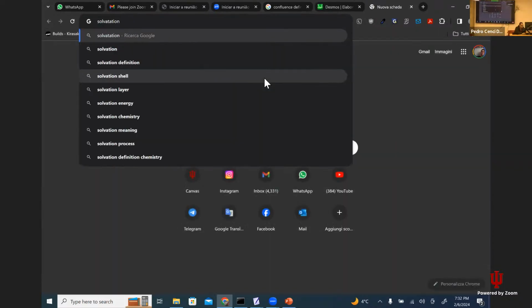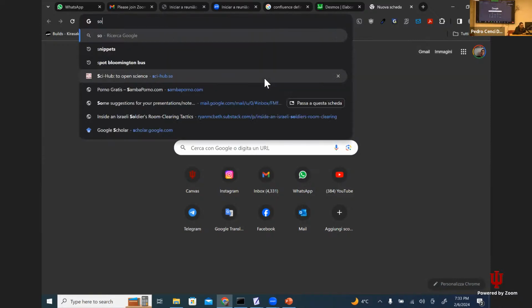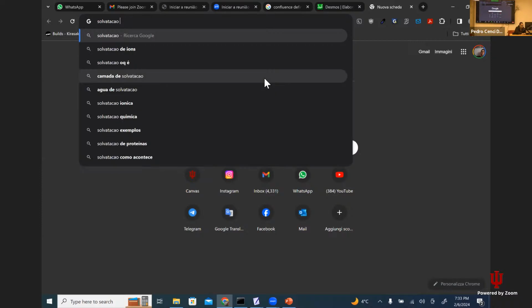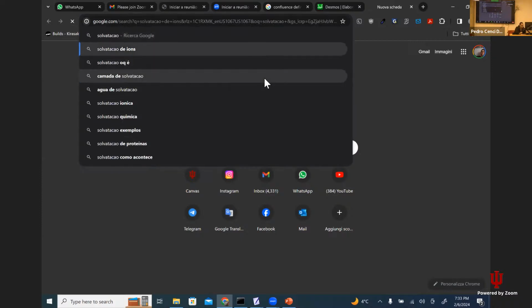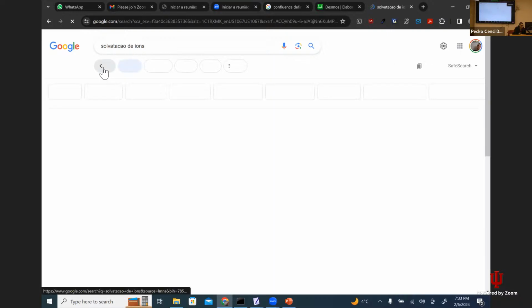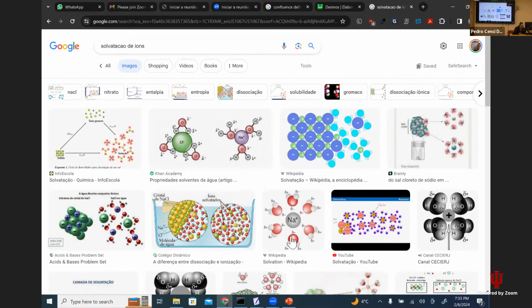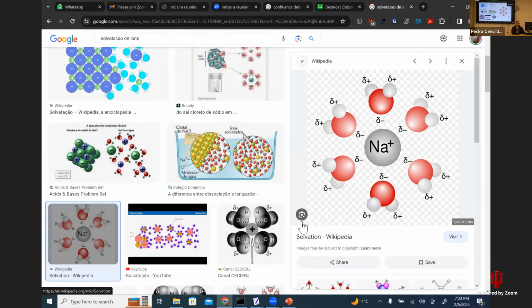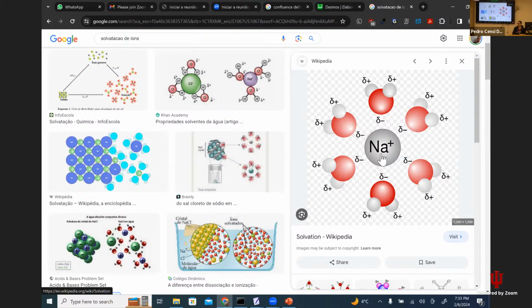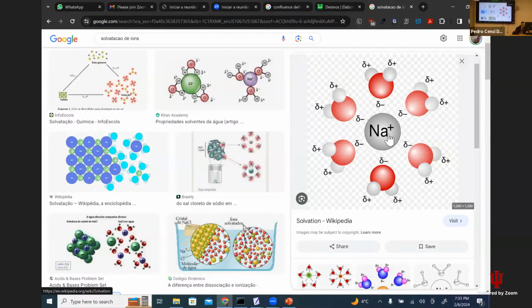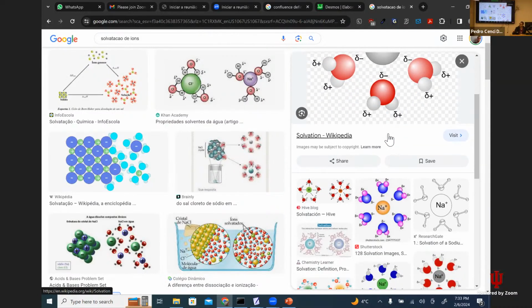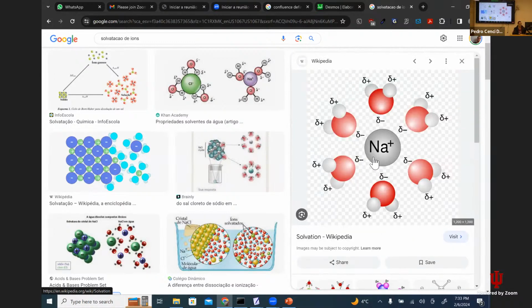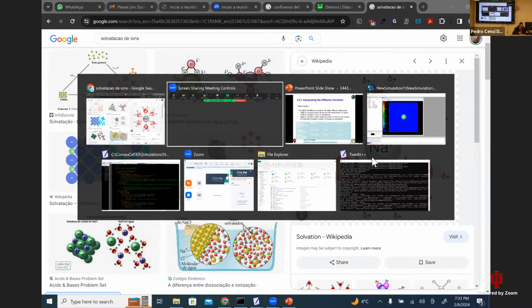Solvatação de íons. So this is what I mean. If you take, for example, sodium, you have water molecules arranging around the charged molecule, and this increases the effective radius of the ion. So it's going to collide with more stuff. Yeah, because it's bigger, and it's being dragged. It's a huge set of interactions.